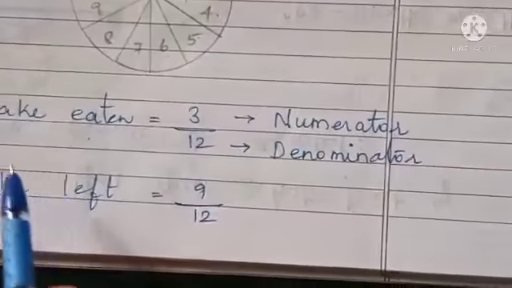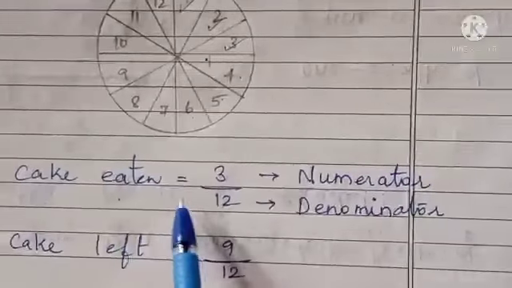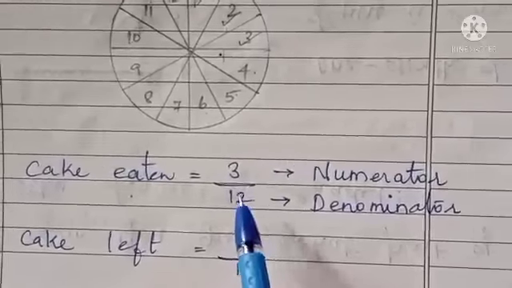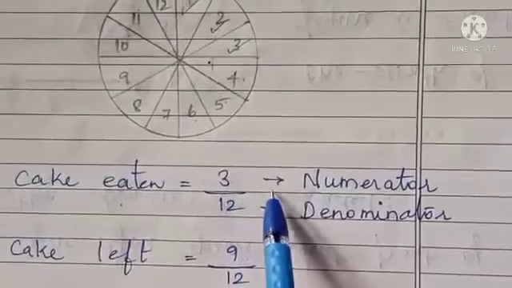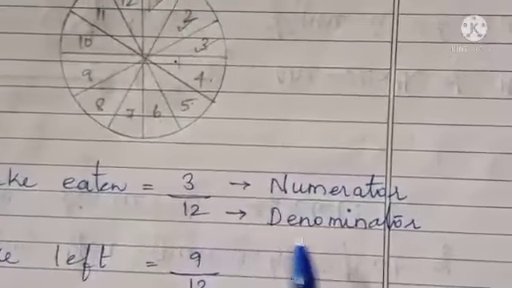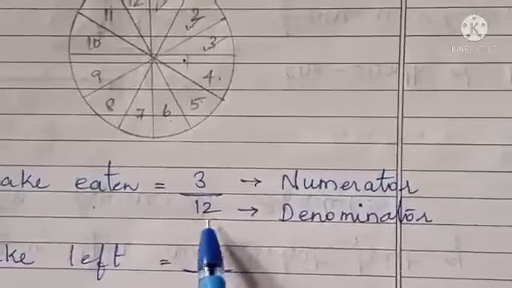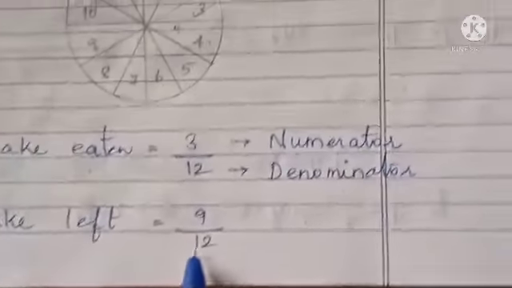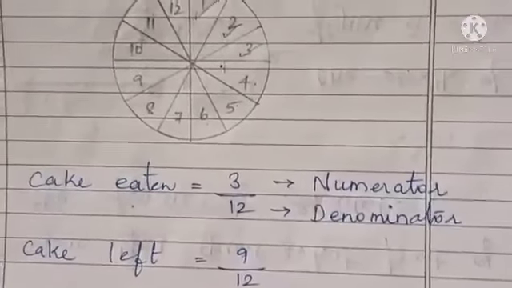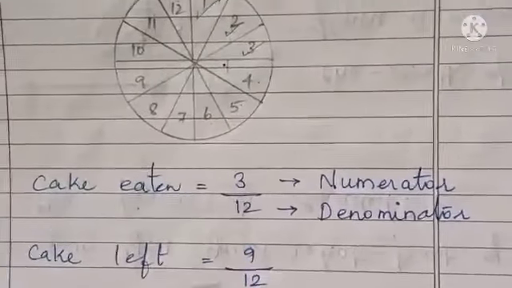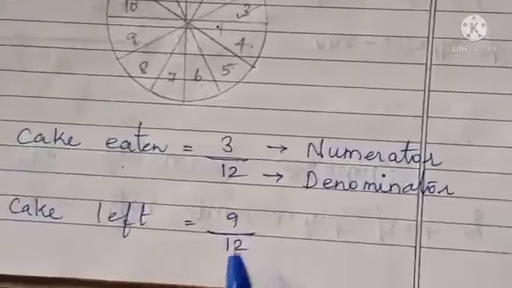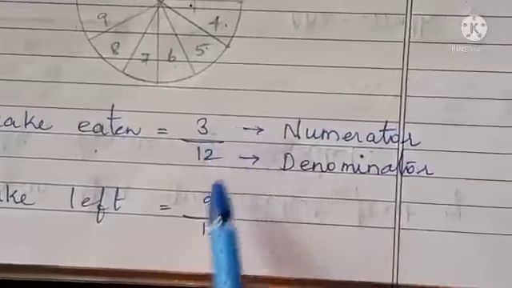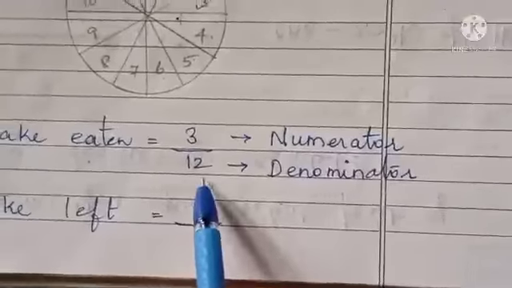Finally you have to write: cake eaten by her equal to 3 by 12. My dear children, this is very important. You people read this in 4th standard itself, even though now I will tell you: 3 is nothing but the numerator, 12 is nothing but the denominator. This is the total number of parts, and in that 3 pieces Kavya ate. Next, here also 12 is the total number of pieces, and 9 is the leftover part. So cake left equals 9 by 12. Again I am telling you, what is the name of the first number? The first number is the numerator. The second number, in the down part, is the denominator.